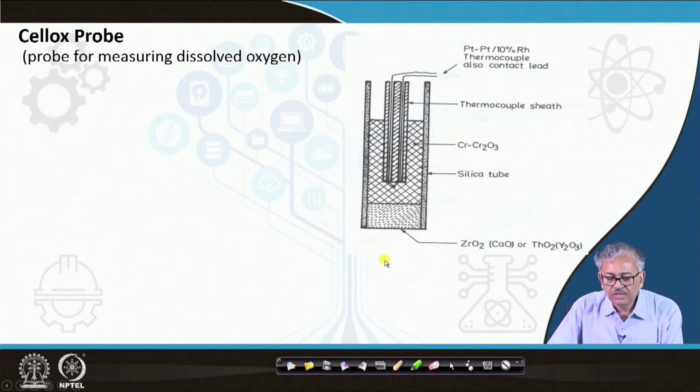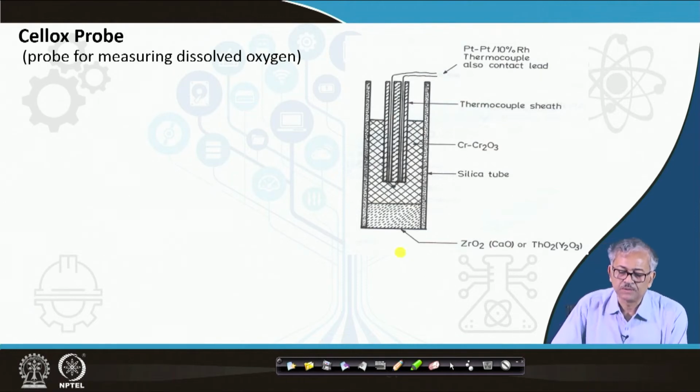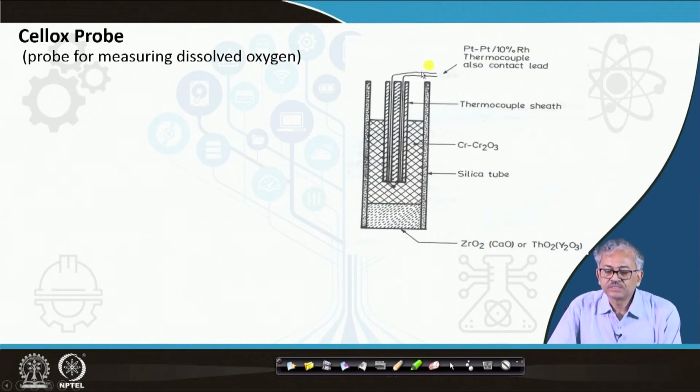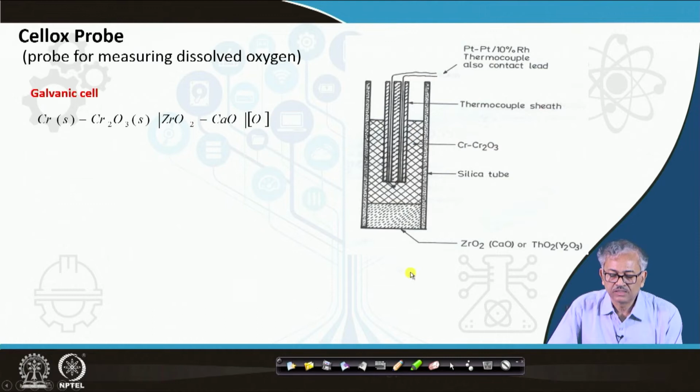The liquid metal acts as one electrode, and chromium oxide acts as another electrode. This is called the reference electrode, chromium oxide, and the liquid steel acts as the other electrode, where we want to calculate the oxygen potential of the liquid steel as well as the dissolved oxygen. You can see in this probe there is a provision for measuring the temperature by thermocouple. So it forms a galvanic cell, basically chromium oxide as one electrode, and the dissolved oxygen as the other electrode.